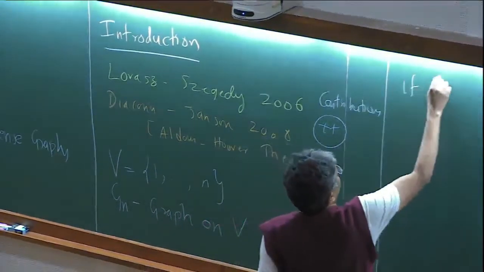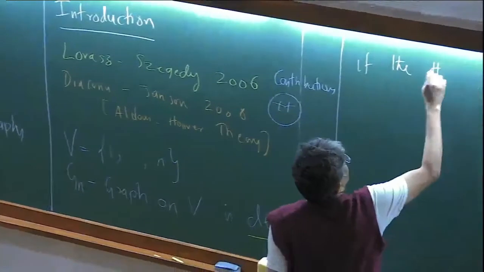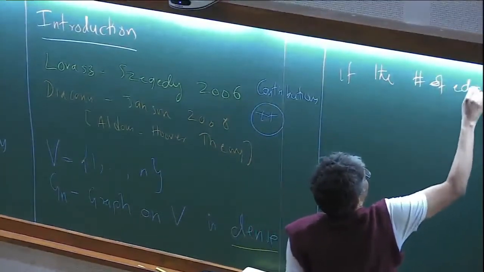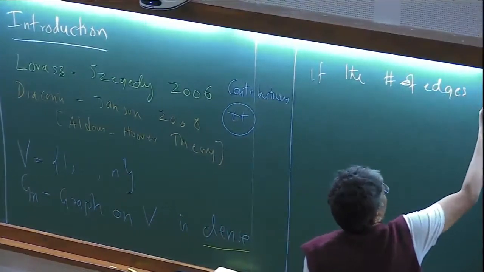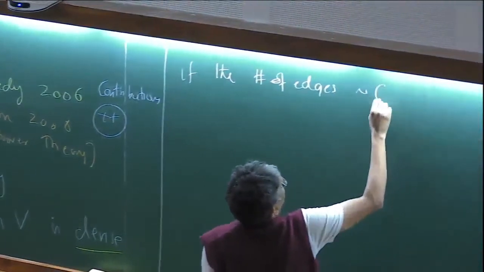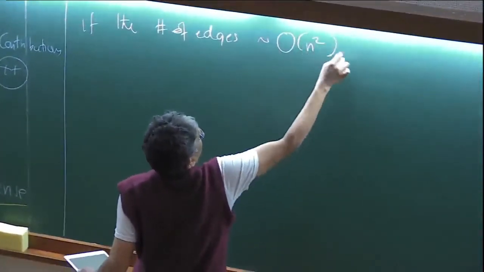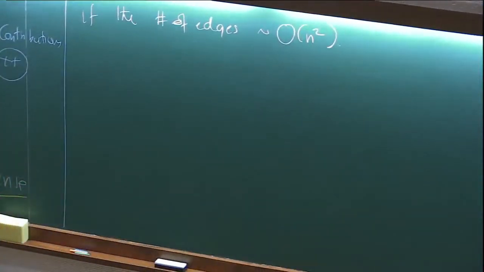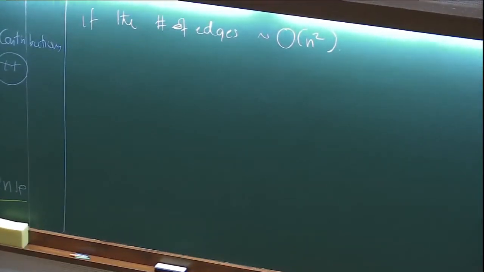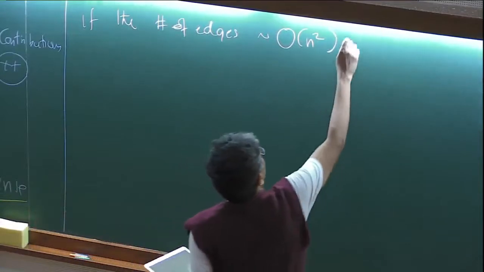So if the number of edges, I'll just leave it a little loose, is order n squared. Order n would be a sparse graph and so on and so forth. Bounded degrees are very, very sparse graphs. But a dense graph means it has lots of edges, because there are n choose 2 possible edges, and you have order n squared of them.